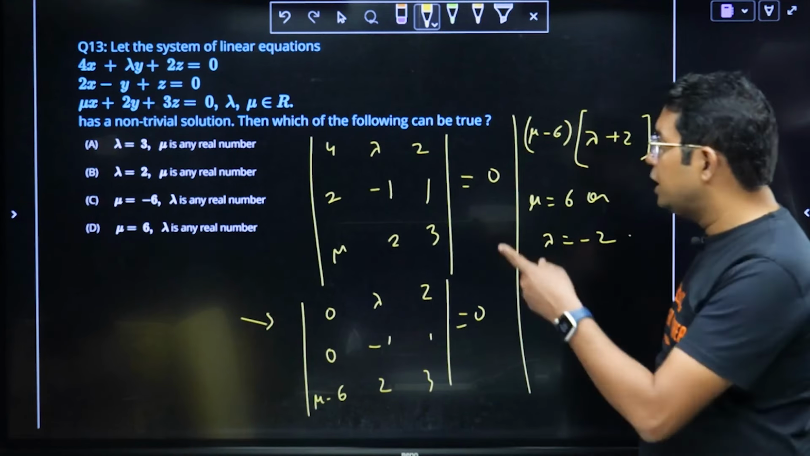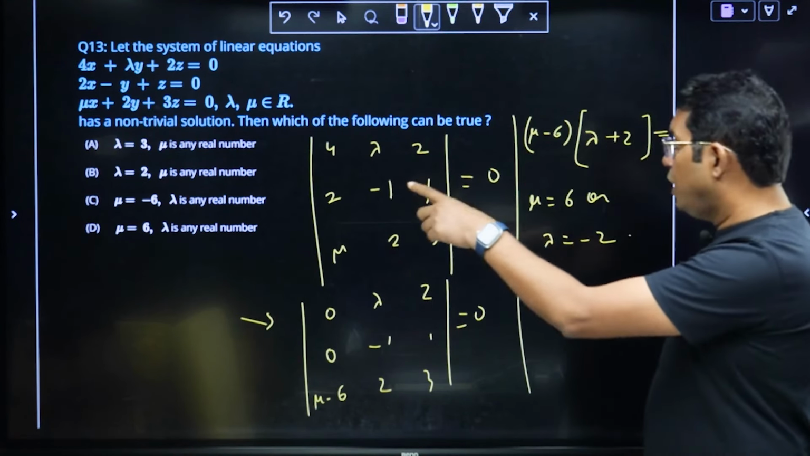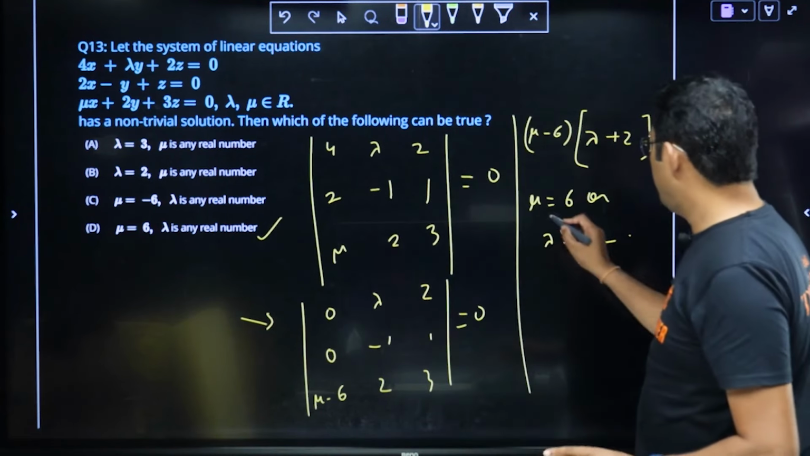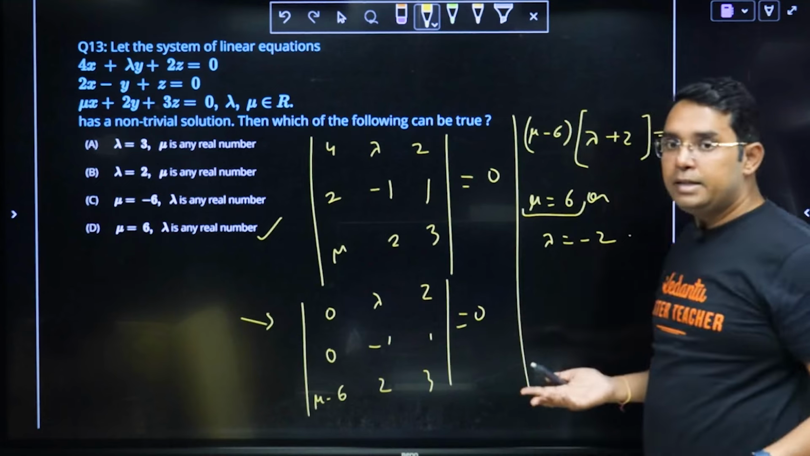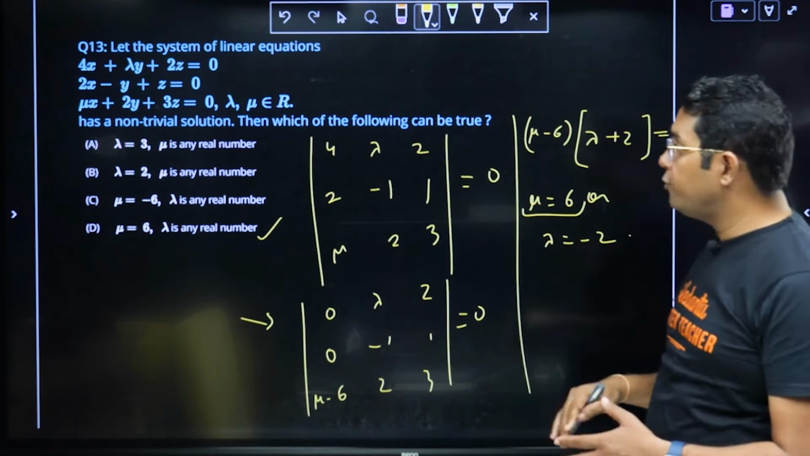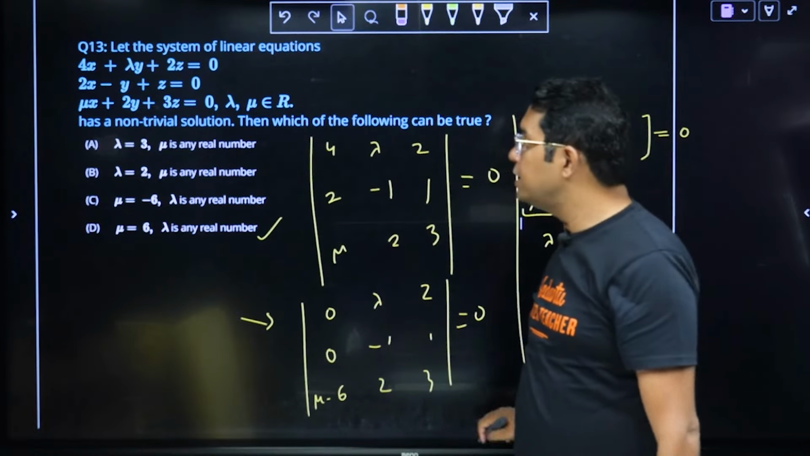If we look at the options, lambda equal to 3 with mu any real number will not do. So I think mu equal to 6 and lambda any real number will do. If you keep mu to be 6 and lambda can be anything, then also it will be equal to 0. No other options give you this to be equal to 0 for all possibilities mentioned in the options. So the answer for this question is D.